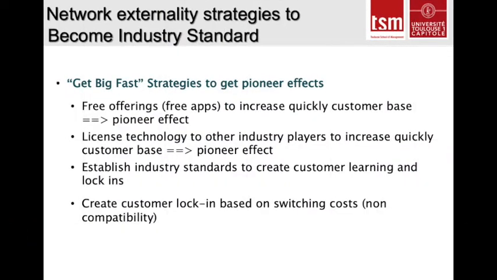The best way to get positive network externalities is strategies to become industry standard. This can be done by so-called big, fast strategies to get pioneer effects. This can be achieved by having free offerings. For example, in the app market, free apps help to quickly increase the customer base in order to get a pioneer effect. These customers are then locked in through learning effects. Other ways are to give the license of the technology to other players to again quickly increase the customer base.